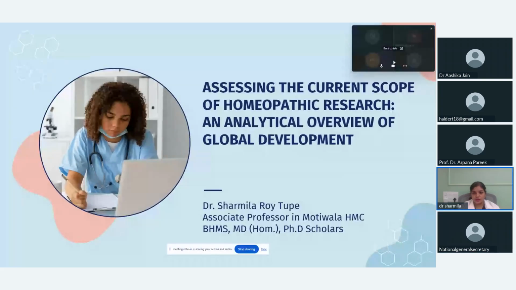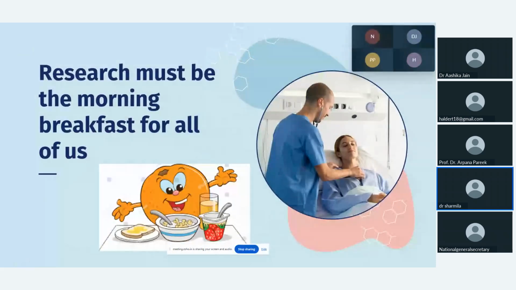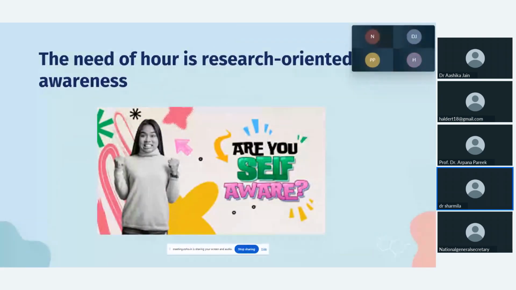Absolutely, ma'am. Thank you. So, my topic today is assessing the current scope of homeopathic research and analytical overview of global development. So, research. First of all, research is something that we should have in our breakfast. Research must be the morning breakfast for all of us. This is the time when everyone wakes up with a new motive, a new thought process, and a new urge to increase our knowledge, to provide good clinical research to the society, and why we are here and why there is a need of research awareness.